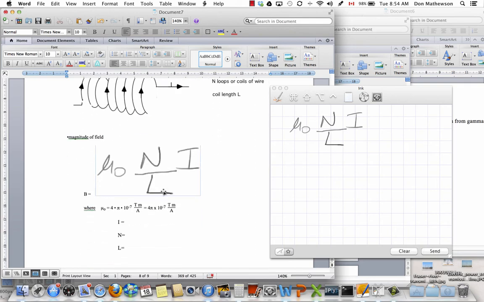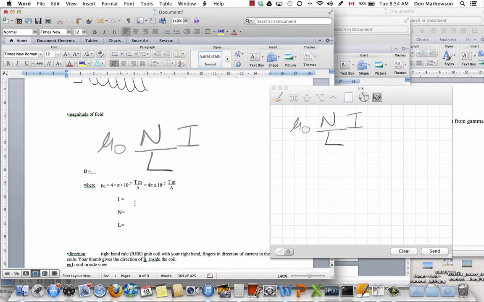So there's the magnetic field intensity for a coil. And this, once again, is the current in amperes. This is the number of wire loops in the coil. That doesn't have any units. And this is the coil length, and that's in meters.